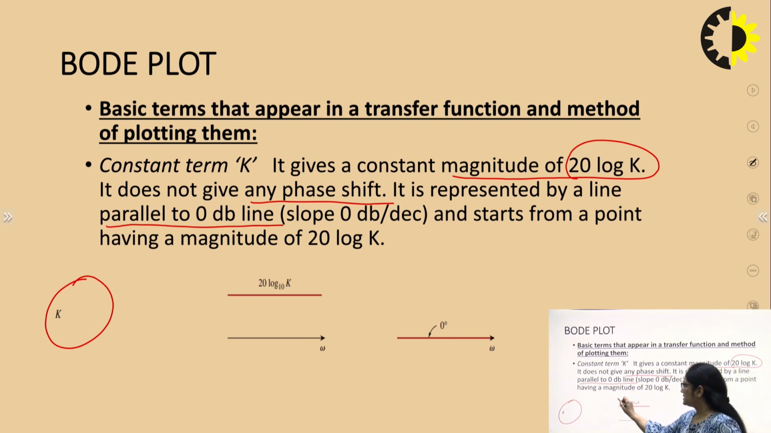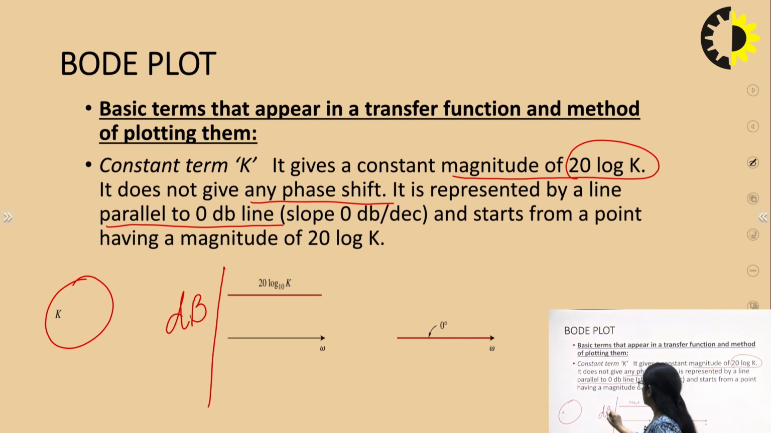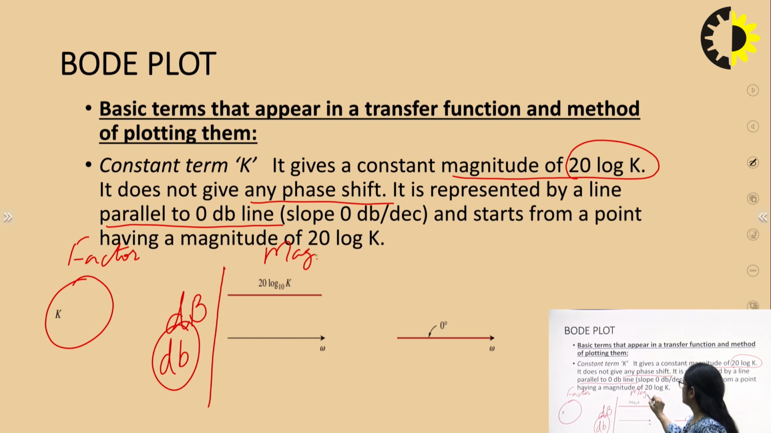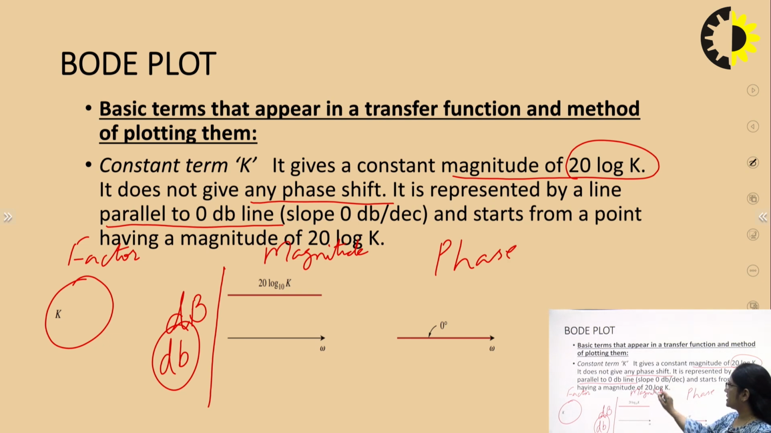So, this y-axis is in dB. This is the magnitude and this is the phase. This is the factor we are talking about. This is the magnitude and this is the phase. There is no phase shift and therefore this will be a 0 degree line.